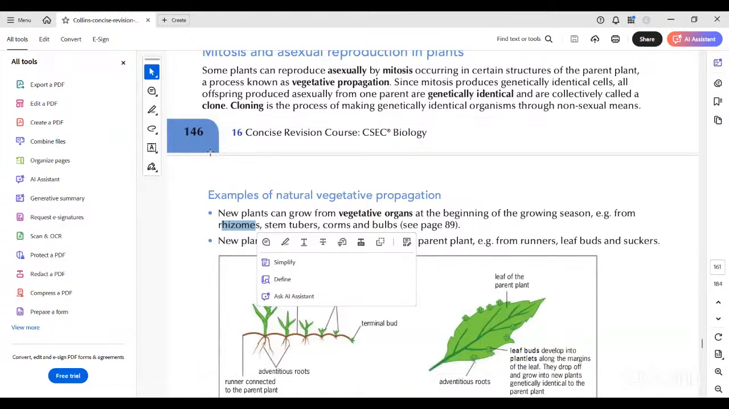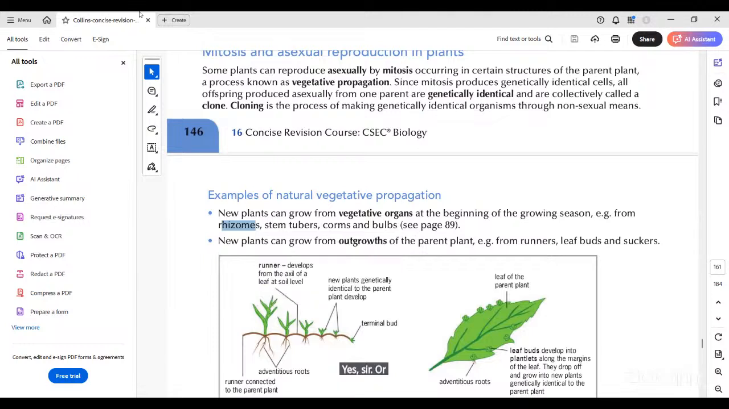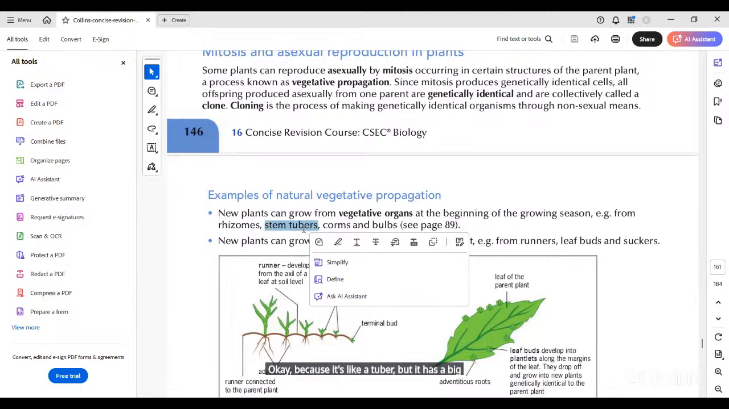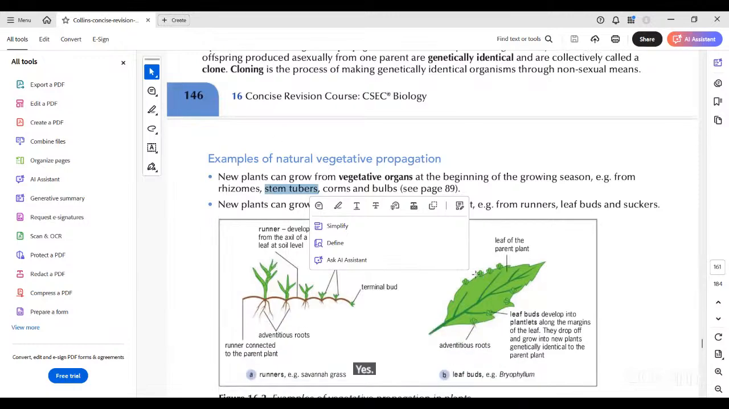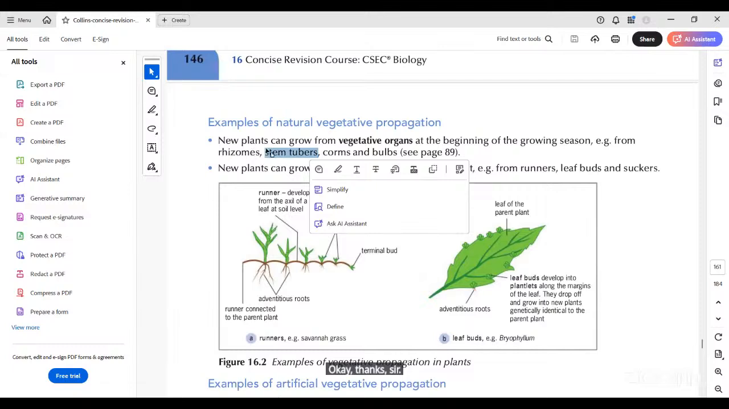Stem tubers would be like potato. Carrot could be a stem tuber. Yes, carrot would more be a stem tuber, because it's like a tuber, but it has a big stem and shoot growing out of it. So now that I'm seeing it, rhizome is ginger, and stem tubers will be more carrot and potato.